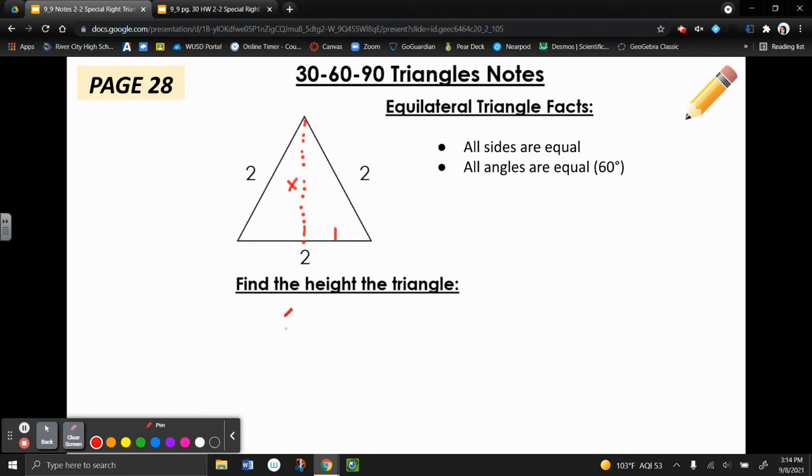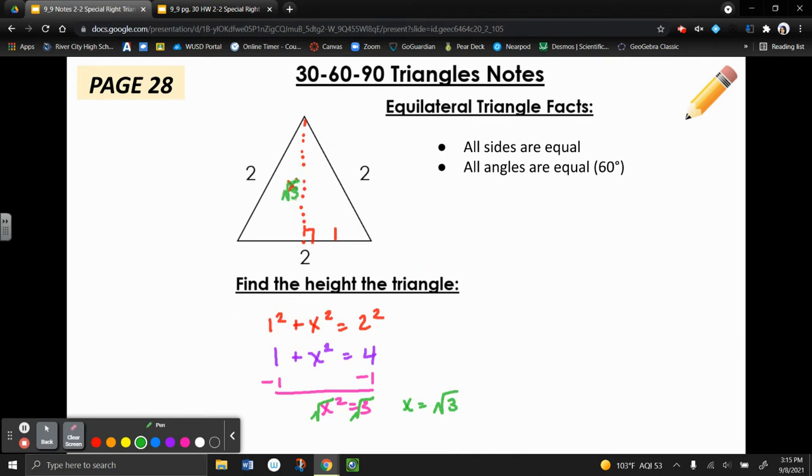I can just use the Pythagorean theorem to solve for the third side. Here's my right angle, so I'm going to do 1 squared plus x squared is equal to 2 squared. Simplifying, 1 squared is 1, and 2 squared is 4. Now I'm going to subtract 1 from both sides, so I have x squared is equal to 3. And then the last step with the Pythagorean theorem, we need to take the square root of both sides. So x is equal to the square root of 3.